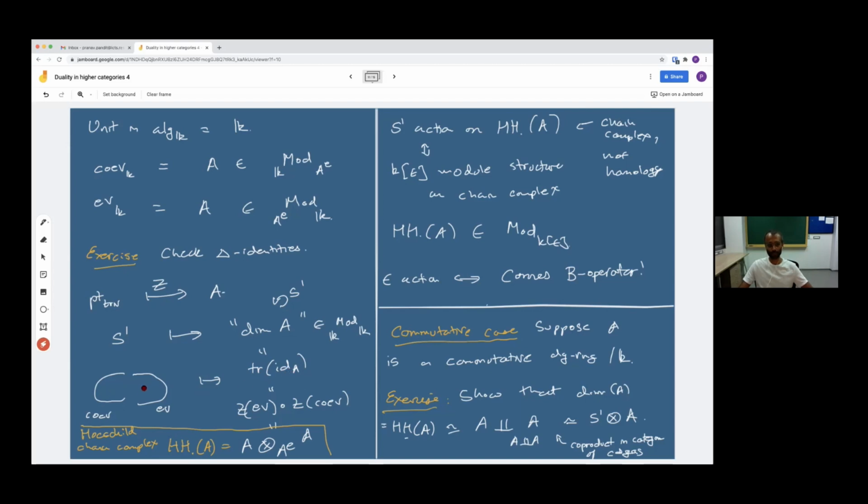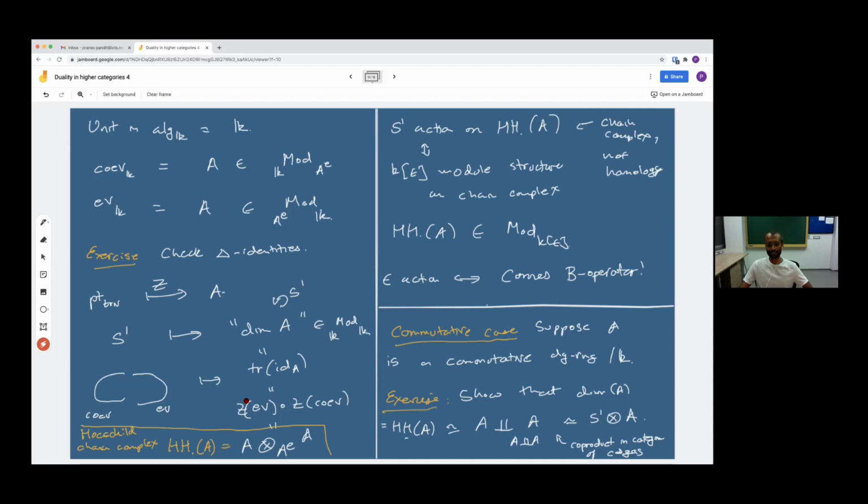So what do I have to do? I have to do Z of evaluation composed with Z of co-evaluation. But remember that composition is tensor product in the category Alg. So this is A tensor A op with A, which is called the Hochschild complex. If you're working with ring spectra, this would be topological Hochschild homology of the ring spectrum.